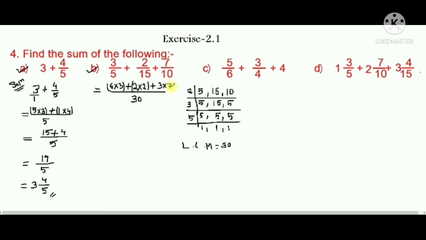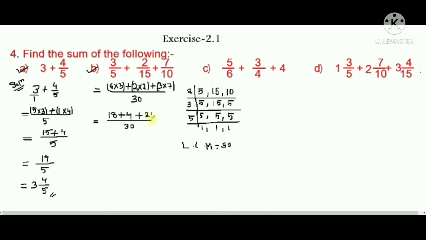Okay, now there is 3 into 7. Now next, the denominator is 30. Okay, so 6 times 3 is how much? 18, right? Now you give a plus sign, and then 2 times 2 is how much? 4. Okay, then you give a plus sign. 3 times 7 is 21, right? So give 21.